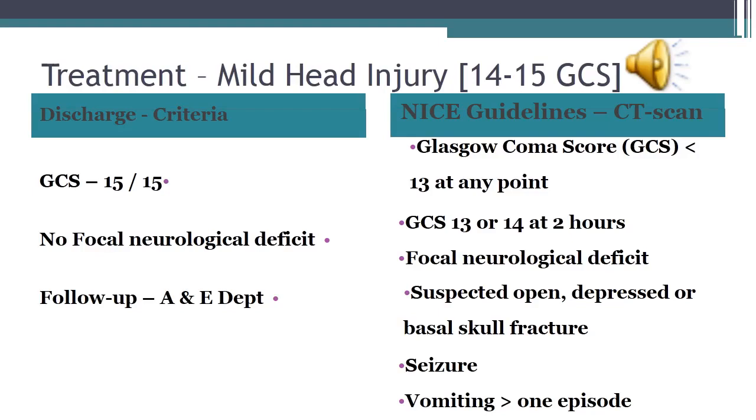There are guidelines for performing CT scan: if the Glasgow Coma score at any point is 13, or it is 14 to 13 within 2 hours of accident, if there is focal neurological deficit, suspected open or depressed or basilar skull fracture, if there is episode of seizure, or more than one episode of vomiting.